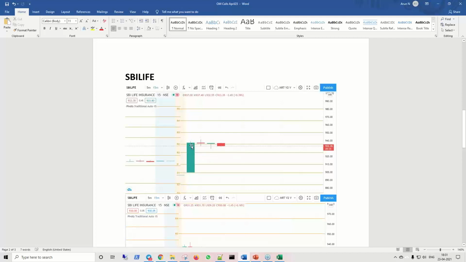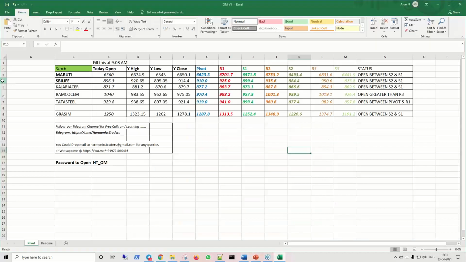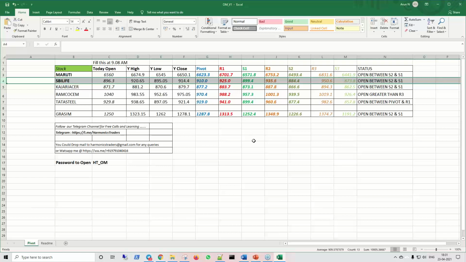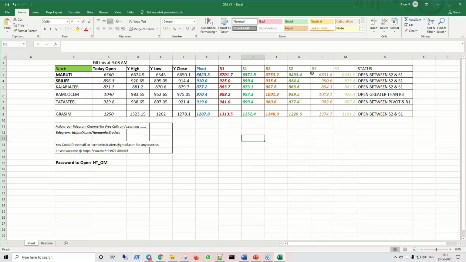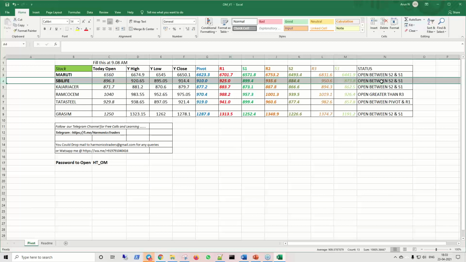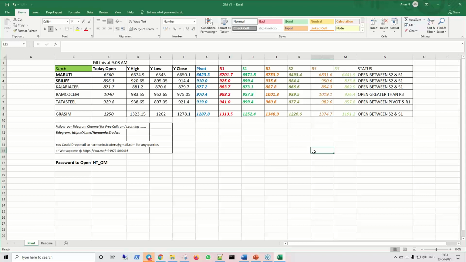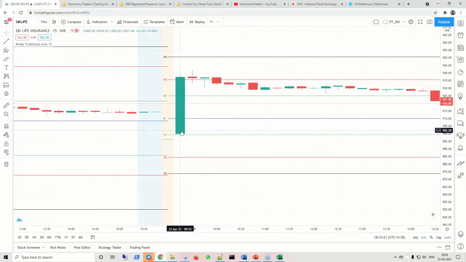Just consider here SBI Life. Let us take this one. So the actual opening was between S2 and S3. Fine. So what we do, we try to go for long at S1 after the first 15-minute candle is formed. So what happened here? In the first 15 minutes itself, the target is completed and it closed at R2, right?